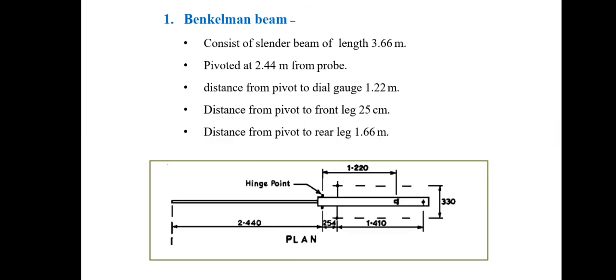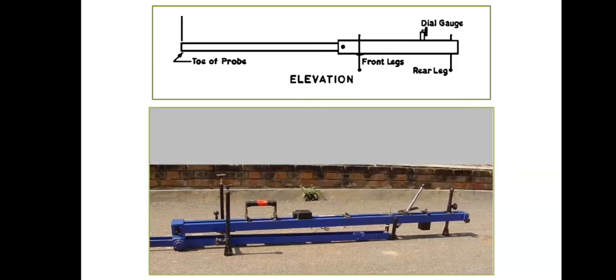Benkelman beam consists of a slender beam of length 3.66 meter pivoted at 2.44 meter from the probe. Distance from pivot to dial gauge is 1.22 meter. Distance from pivot to front leg is 25 centimeter. Distance from pivot to rear leg is 1.66 meter. This is the plan of Benkelman beam. This is the elevation of Benkelman beam. It consists of toe of probe, dial gauge, front leg, rear leg.